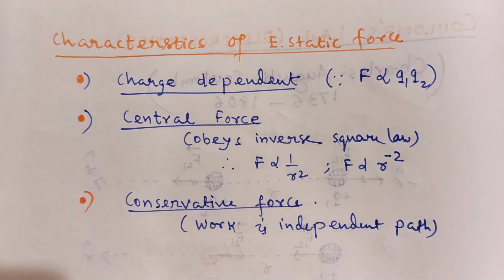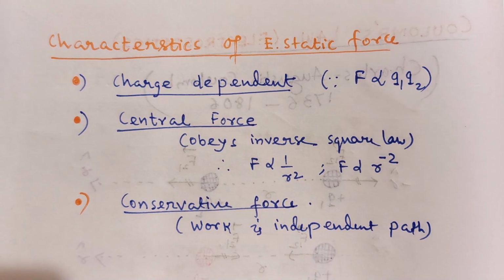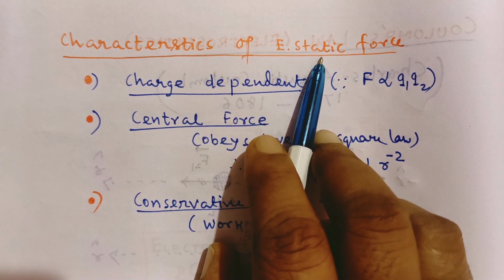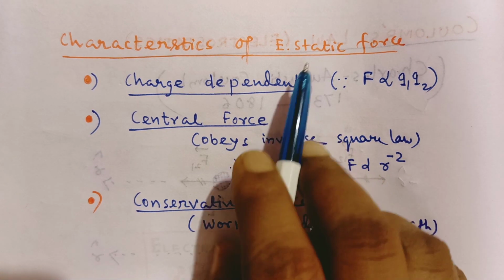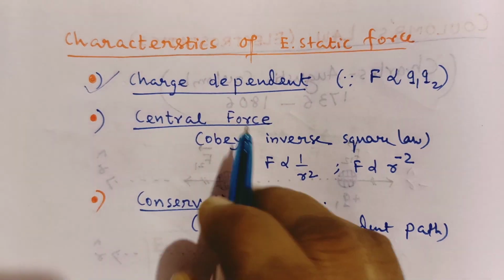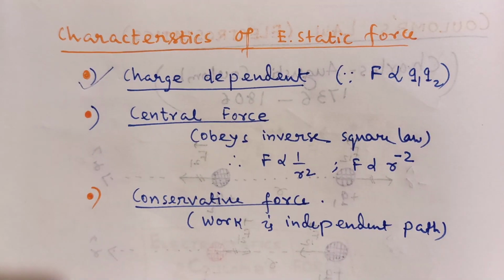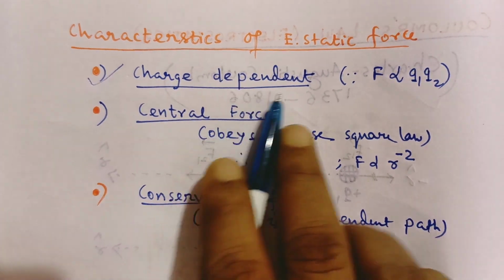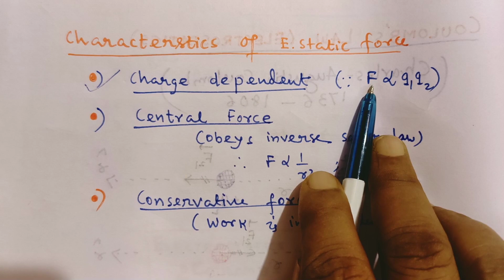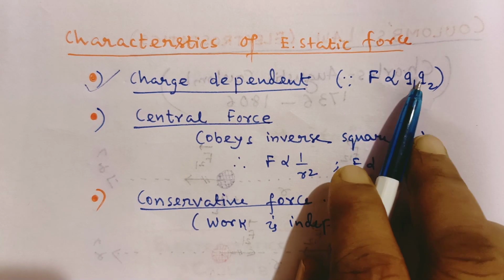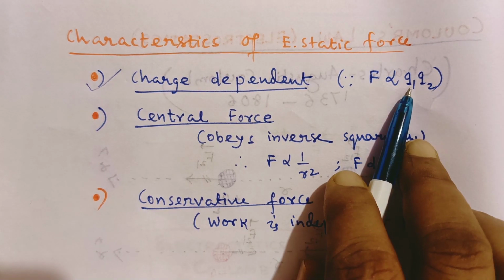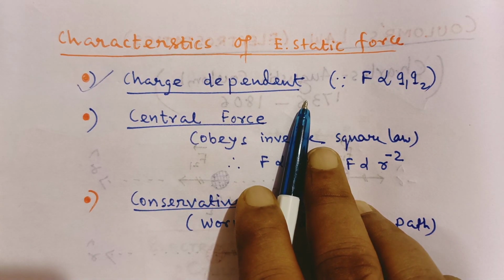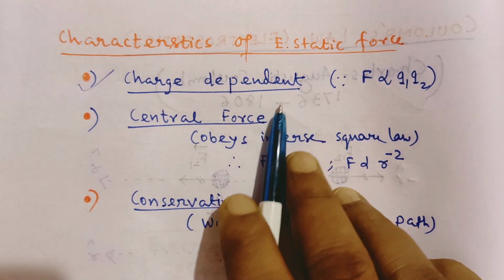Now we have to discuss what the characteristics of the electrostatic force are. This is a very fundamental force in electrostatics. First property: it is charge dependent. You recall the formula F is equal to k Q1 into Q2 by R square. Charge dependent means the force of interaction is directly proportional to the product of the charges. If the magnitude of the charge increases, then according to this law, the force also increases. That means force is charge dependent.